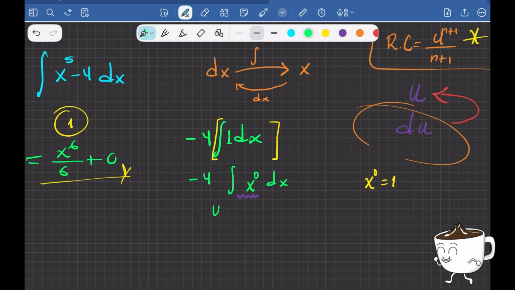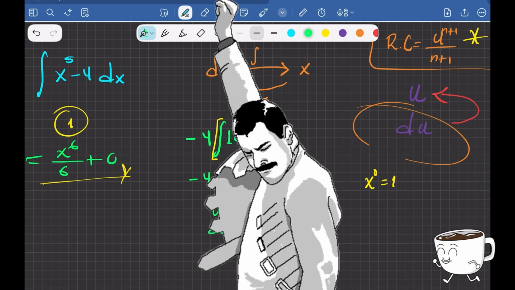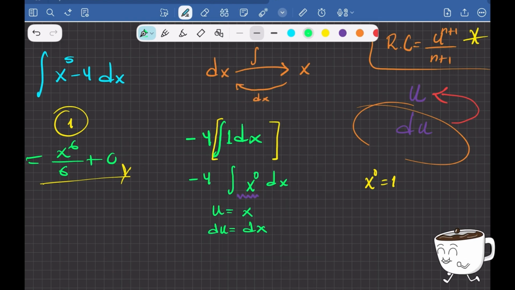Because here we pay attention and we observe whether it is possible to apply the chain rule or not. Tell me, if we take here u as x to the 0, leaving out the exponent, what would our du be? dx. No, we have it complete. We do have it complete.